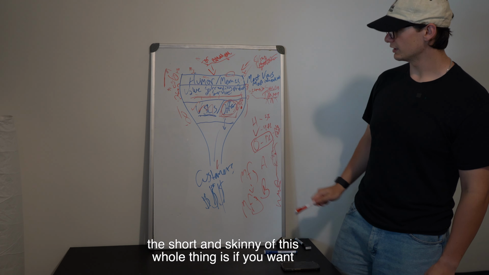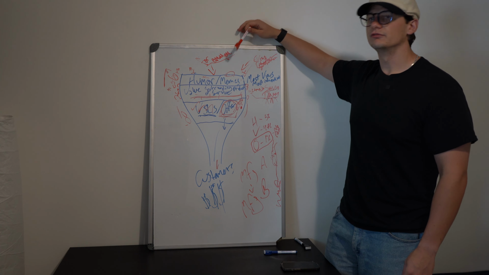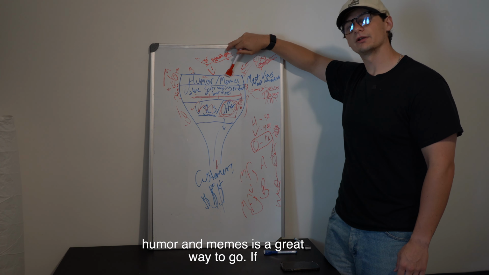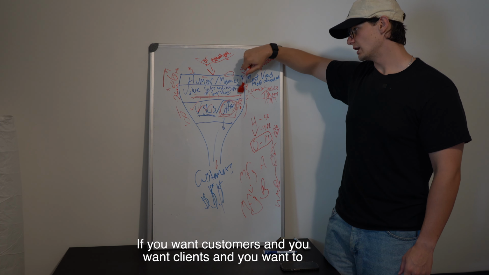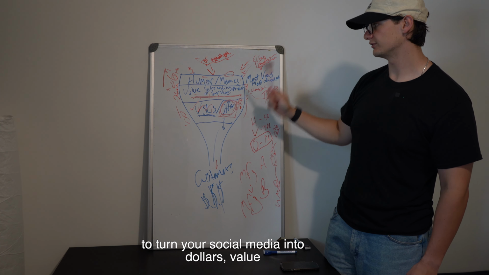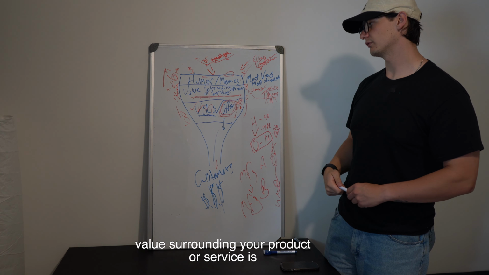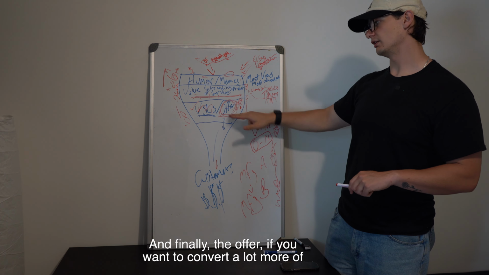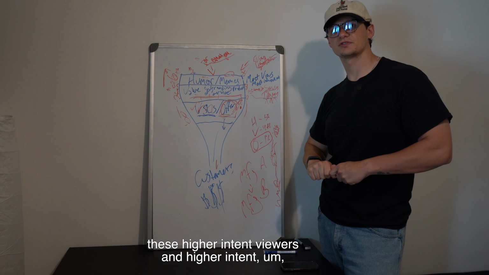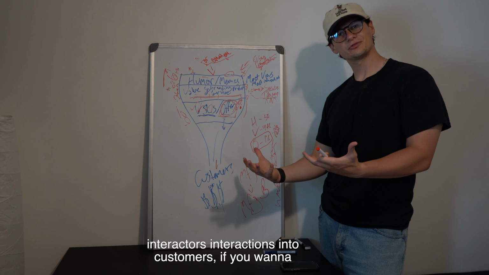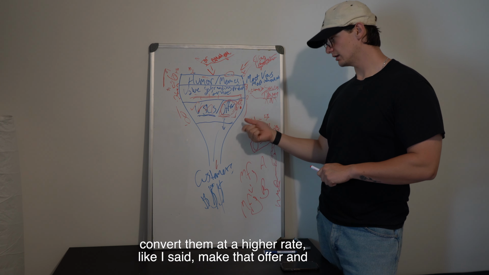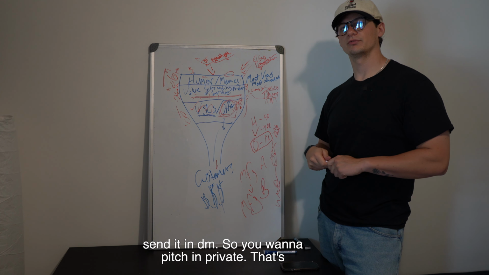But the short and skinny of this whole thing is, if you want views and you want interactions, humor and memes is a great way to go. If you want customers and you want clients and you want to turn your social media into dollars, value surrounding your product or service is the way to go. And finally, the offer: if you want to convert a lot more of these higher intent viewers and higher intent interactions into customers, if you want to convert them at a higher rate, like I said, make that offer and send it in DMs. So you want to pitch in private.